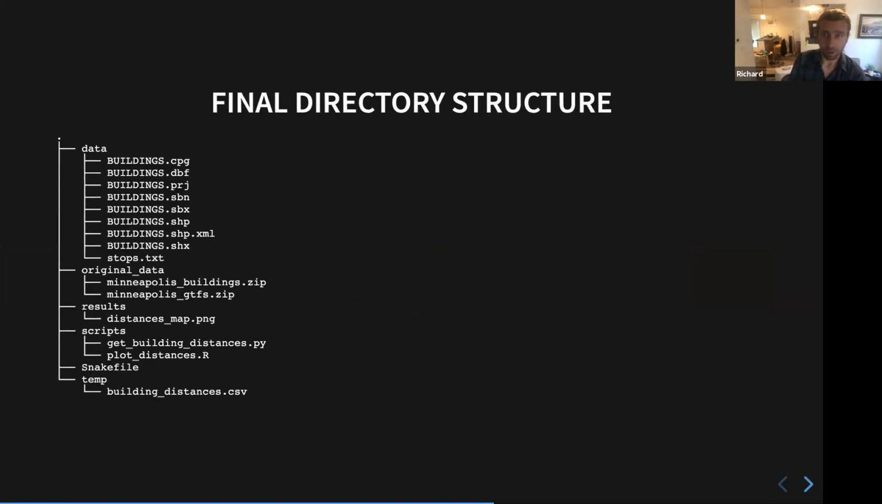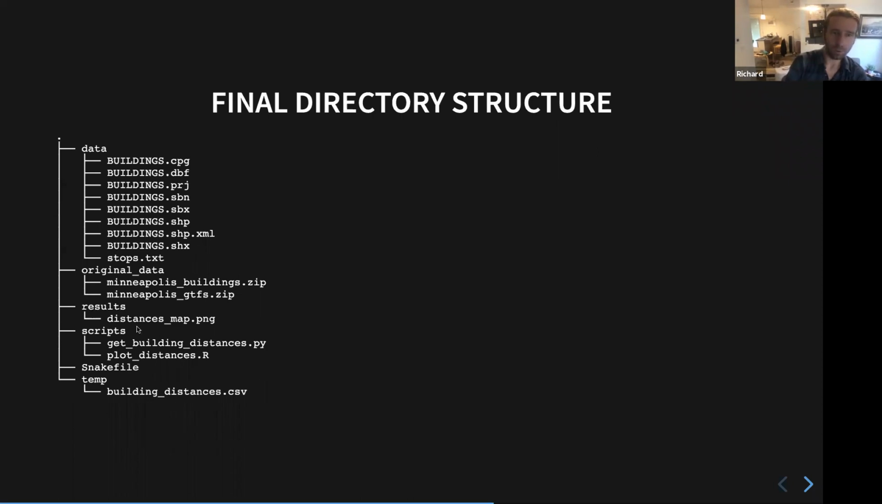So our final directory structure looks like this. When we were unpacking that original data, that resulted in expanded data objects inside of this data directory. The scripts read from that data directory to produce temporary objects. And you could think of these as being results, but they're not results that we're going to show to our end users. They're not results that we're going to put in our paper. They're just files that we're using in order to save state as we move through our calculation.